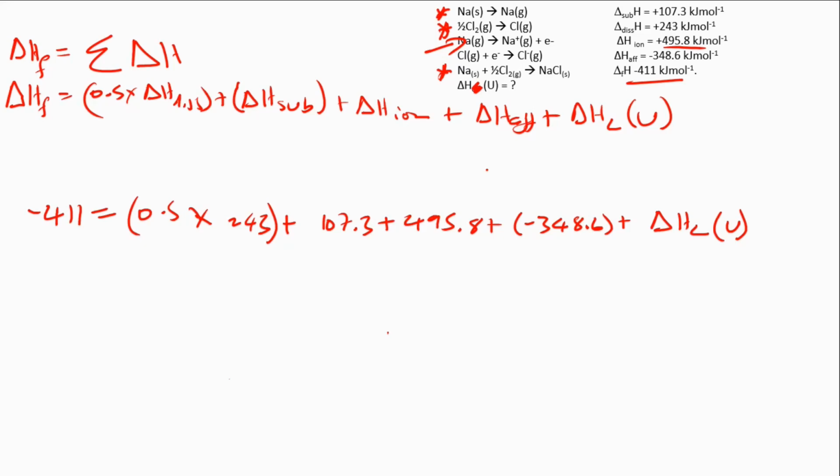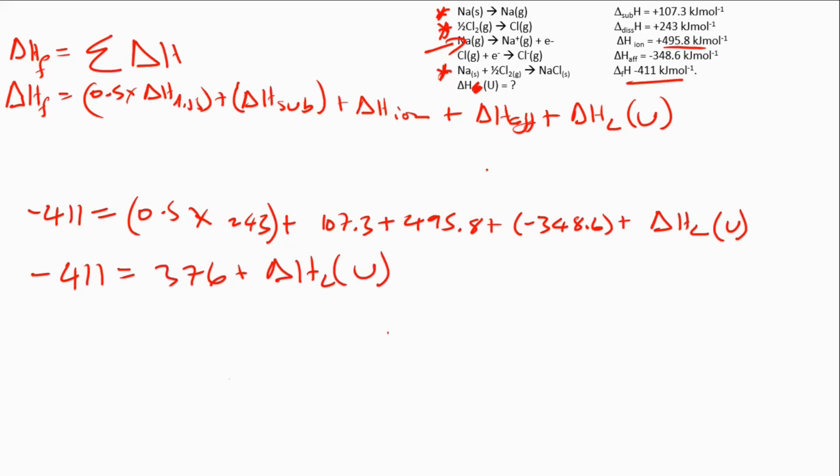So 0.5 times 243, plus 107.3, plus 495.8, plus minus 348.6. And I guess now I'm at the unknown. Minus 411 is equal to 376 plus delta H lattice energy, U.